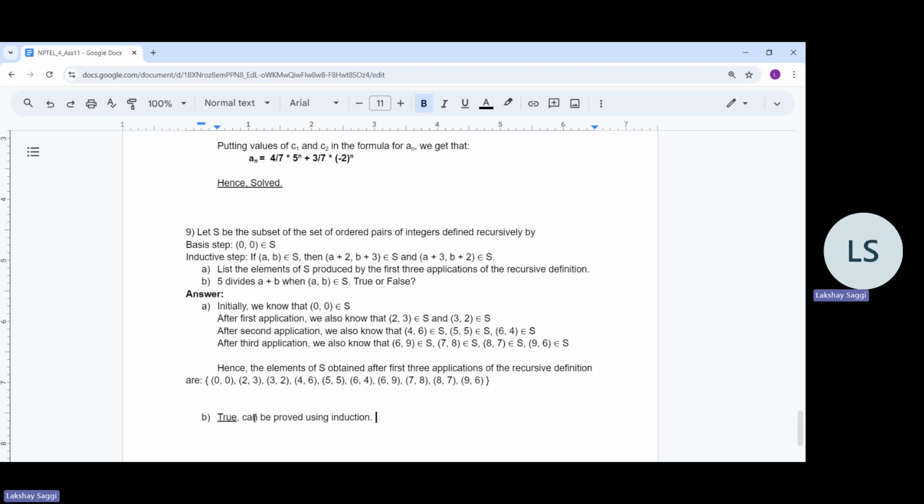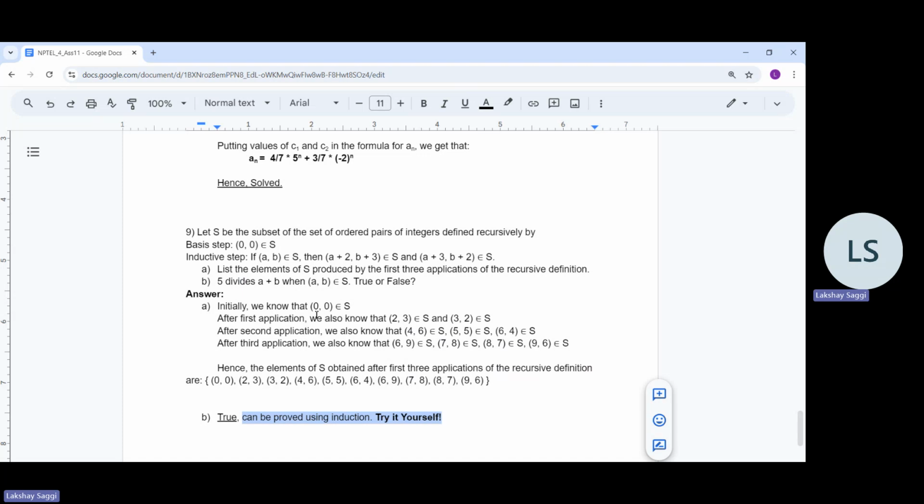I would say this can be somewhat of a homework. This is not too difficult, you should try this yourself. How can we prove this claim using induction, that 5 divides A plus B when (A, B) belongs to S? I suppose we have come far enough in this course that you should be able to do these kinds of proofs yourself. So the high level idea, I believe, is very clear.